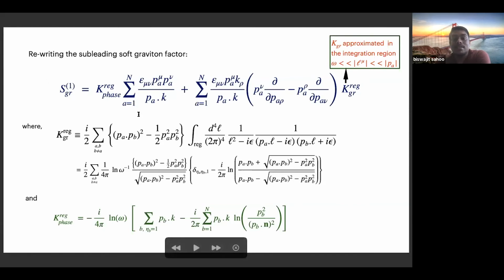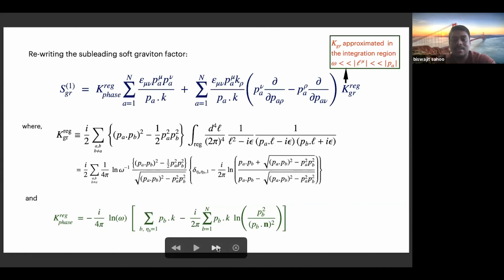Then you can see the subleading soft factor can be just written in this way in terms of the tree-level soft factors. What I want to mention is this K_GR regulated is basically the eikonal factor when the loop momentum is greater than omega, and this K phase is the same eikonal factor, but where the loop momentum is smaller than omega.